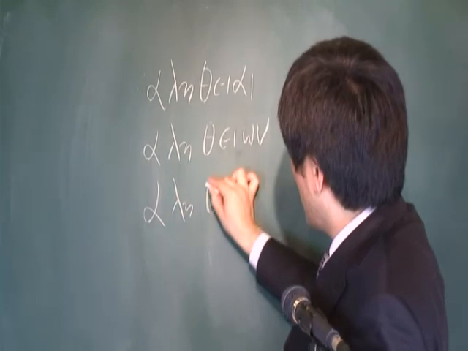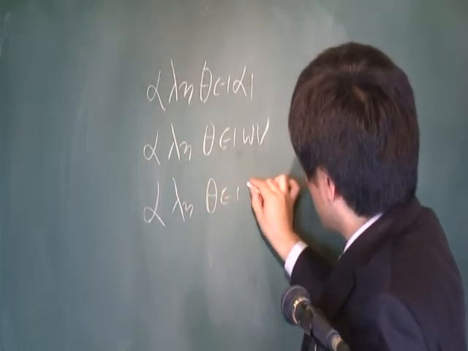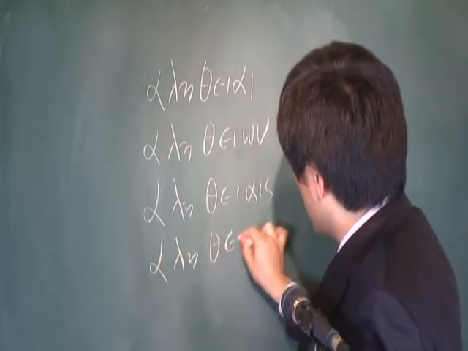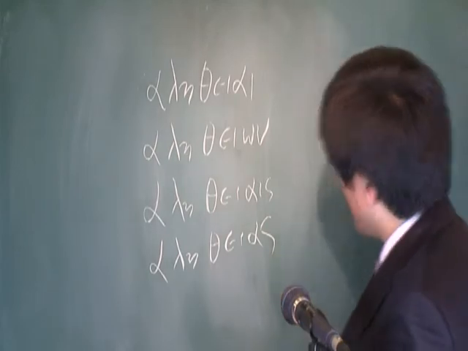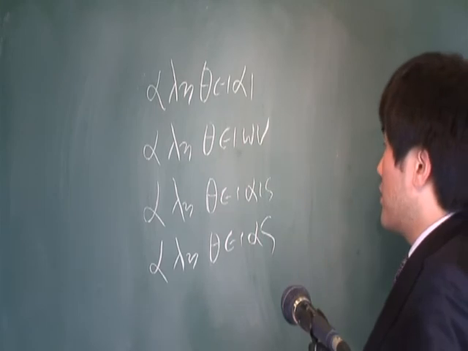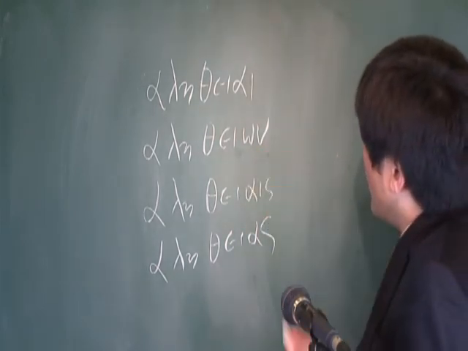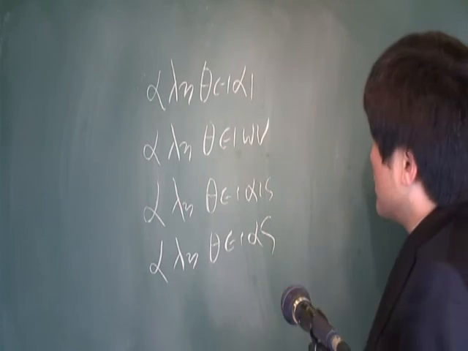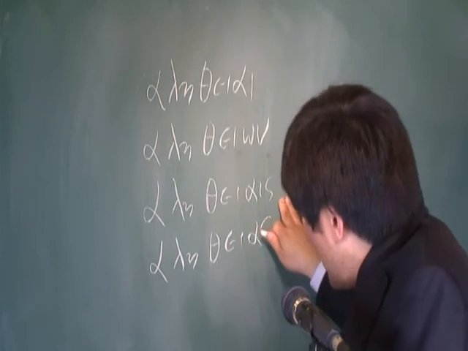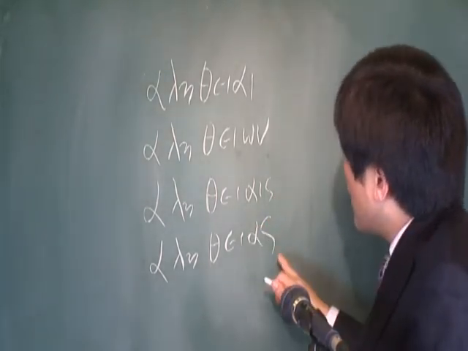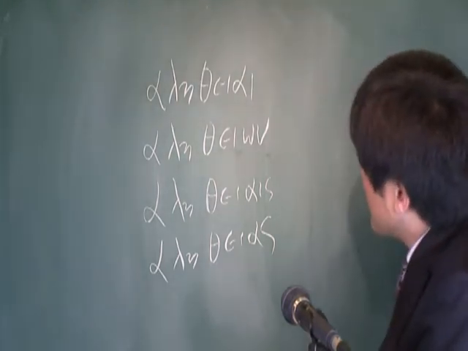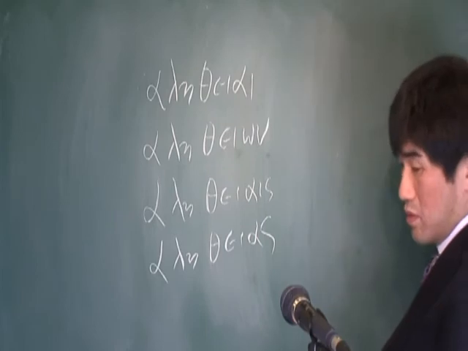Third, the dative. Dorois, to presents. Tois dorois would be to the presents. Lastly, the accusative form would be ta dora. Dora is presents. When it becomes ta dora, it would be the presents.